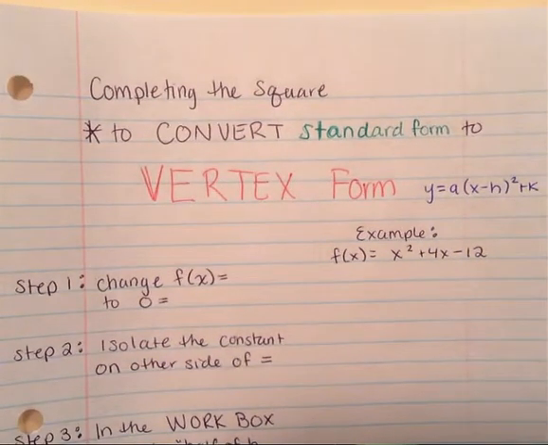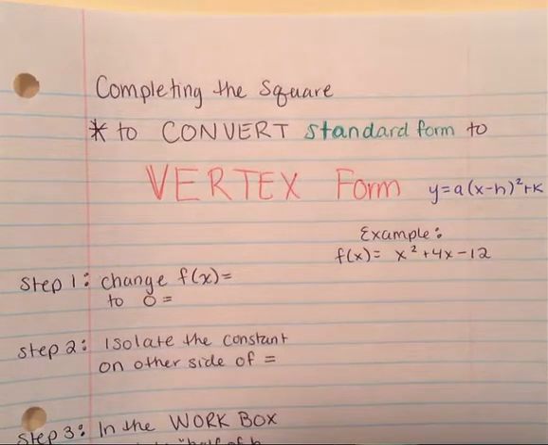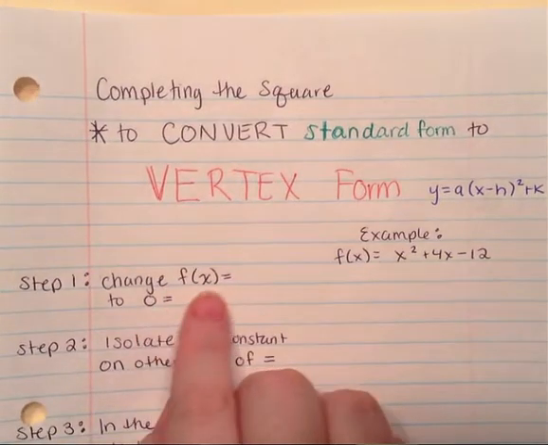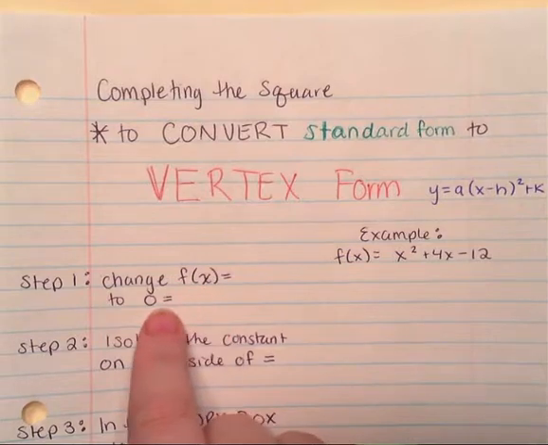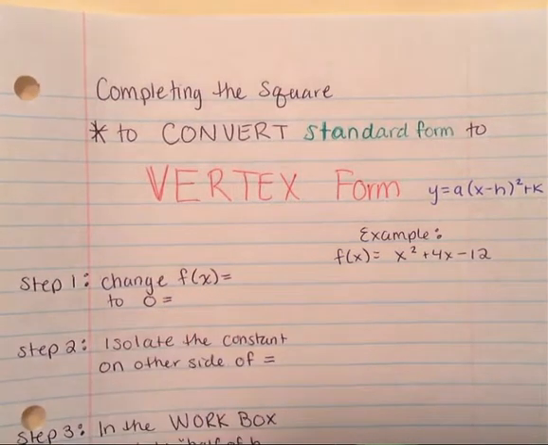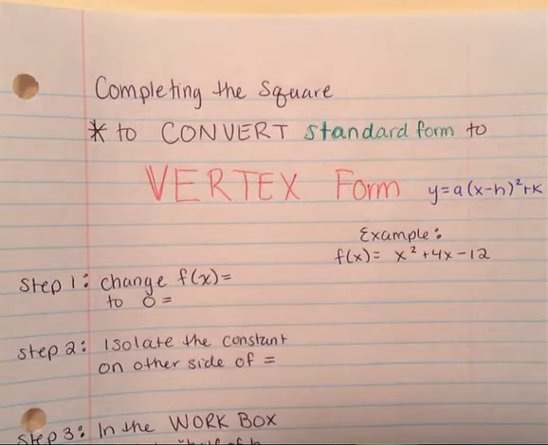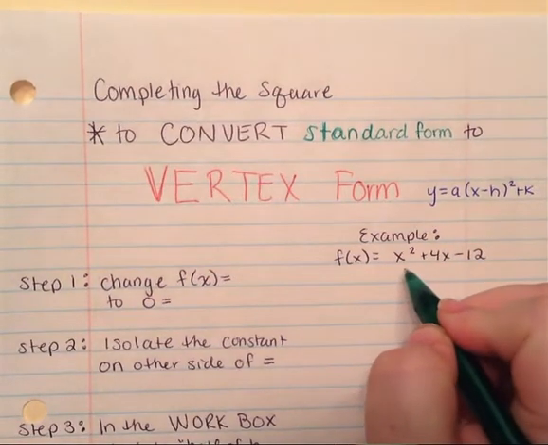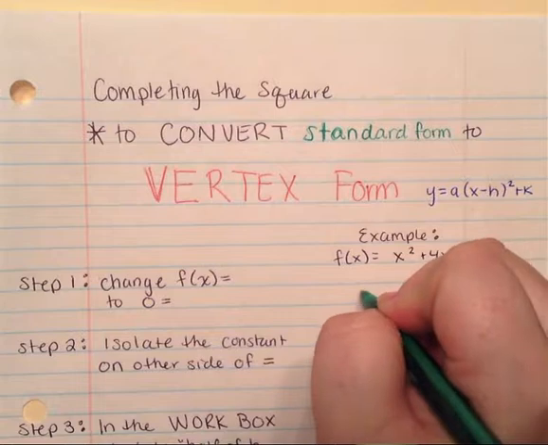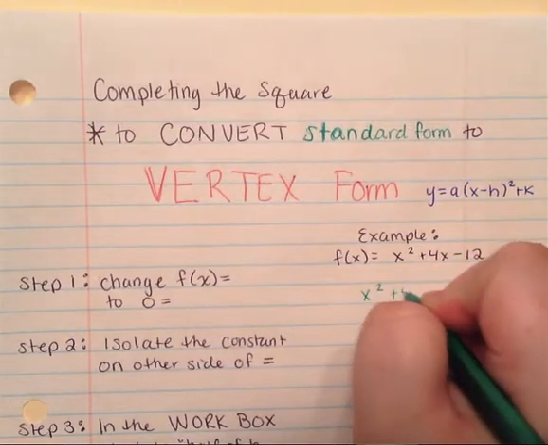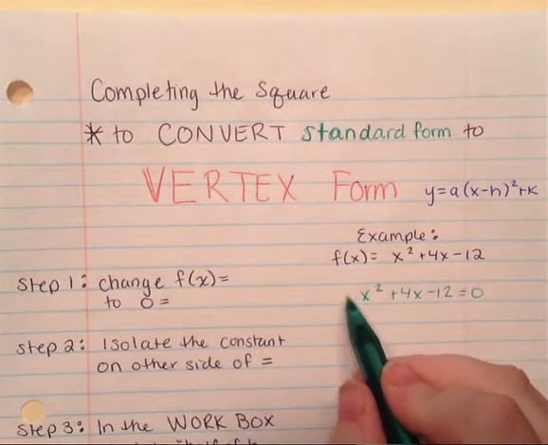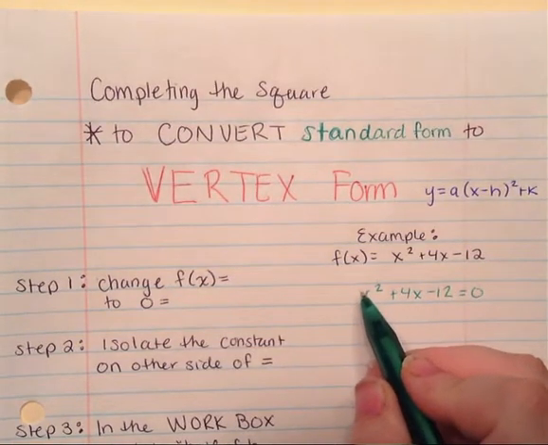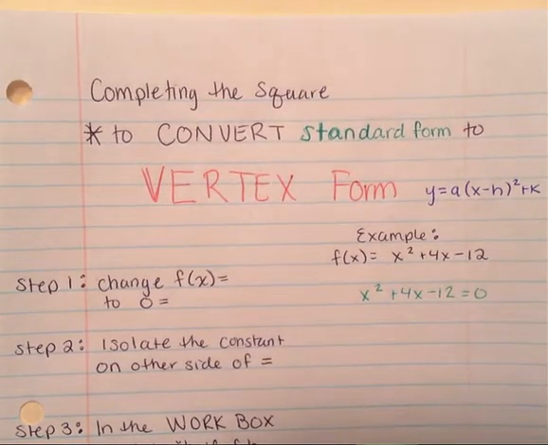The first step we're going to do is take f of x, or y, or g of x, anything that your equation is equal to, and change it to a 0. We're going to change the equation to equal 0. So in this case, I'm going to put x squared plus 4x minus 12 is equal to 0. And since my a value is 1, I know that I do not have to divide it, and I can go ahead and complete the square.